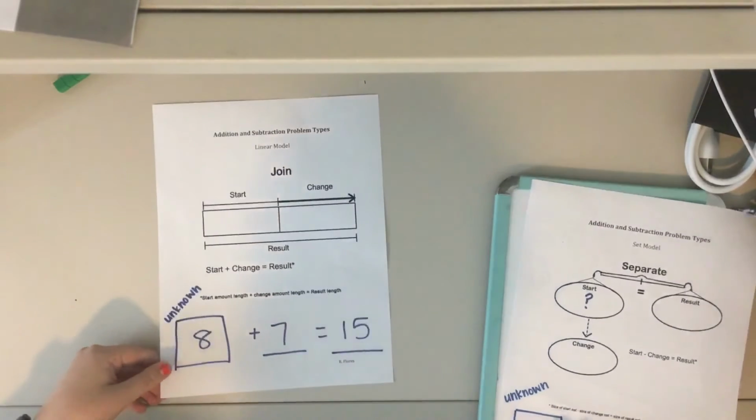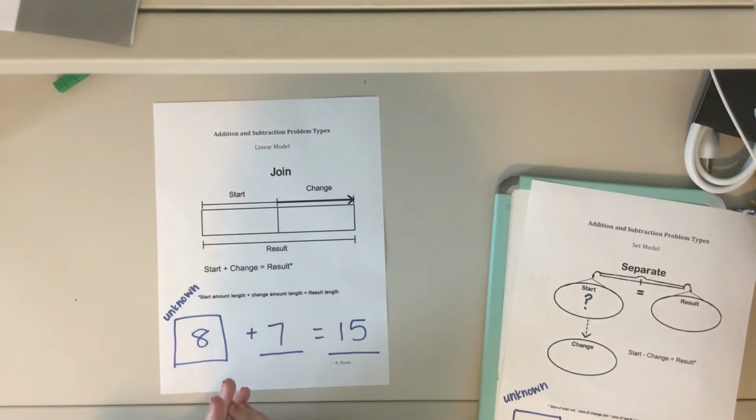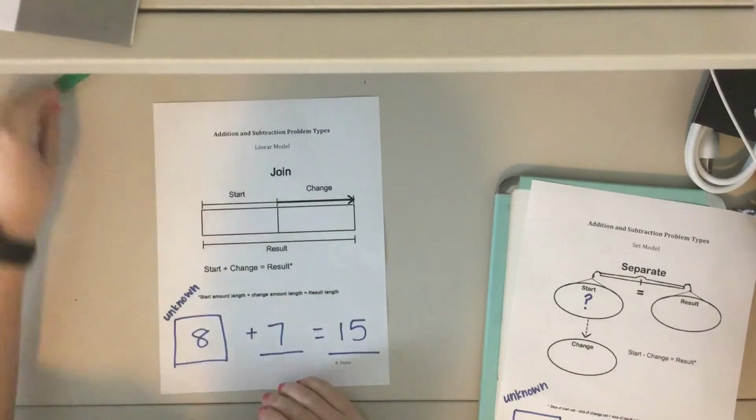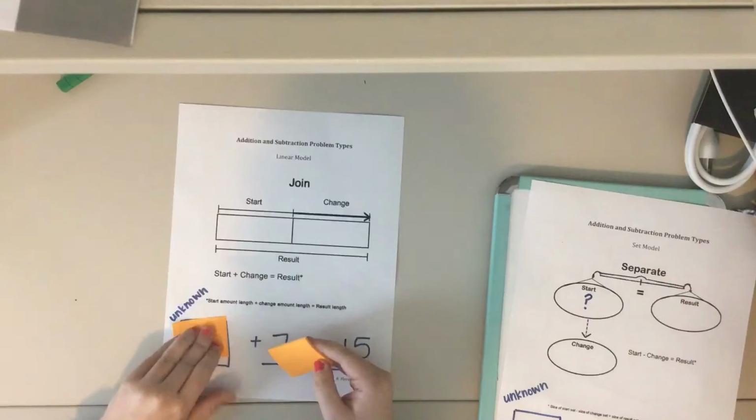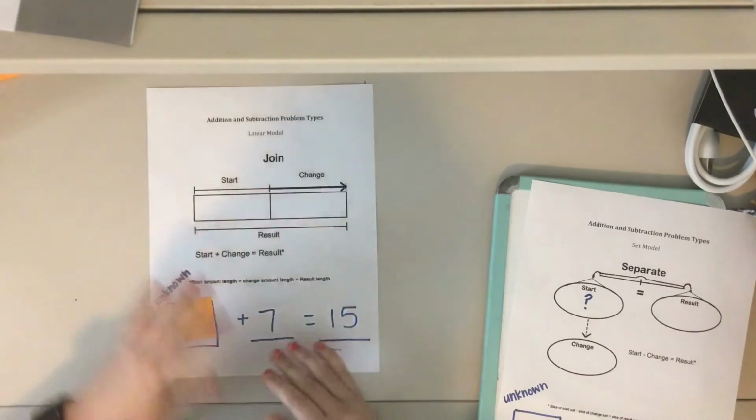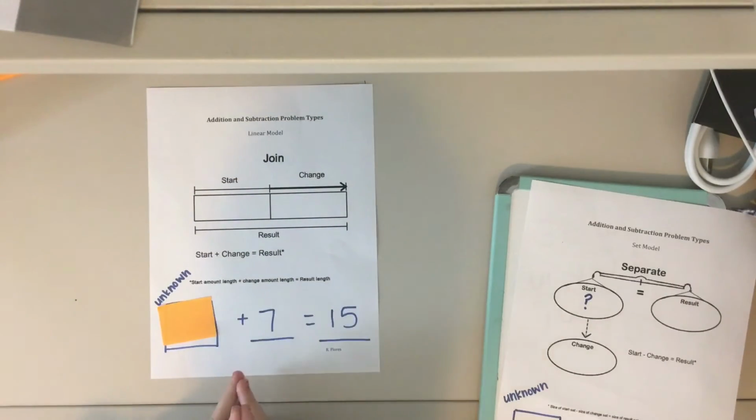Our next problem is, Elise had some marbles. Her friend gave her 7 more marbles for her birthday. Then she had 15 marbles. How many marbles did Elise have before her birthday?